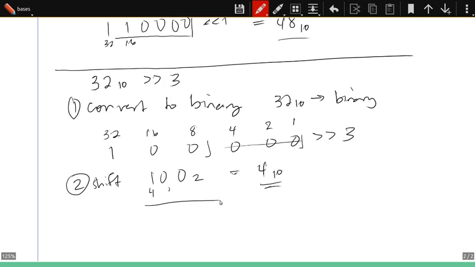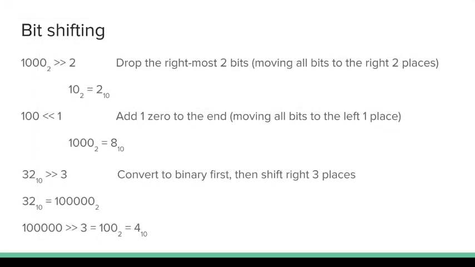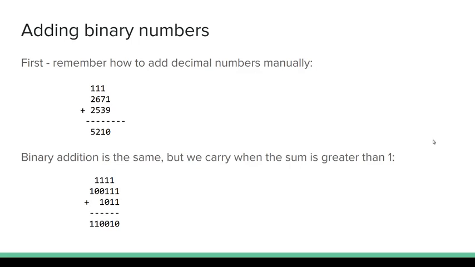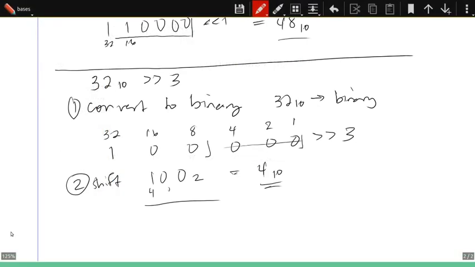Okay. So hopefully that's a little bit clear. Again, it just takes some practice. There'll be some practice for you to do, and it becomes more comfortable with practice. Finally, we're going to look at adding binary numbers. So the first thing we'll do is remember how we add decimal numbers, and then we'll just apply the same process to binary numbers. So let's have a look at some examples of that.